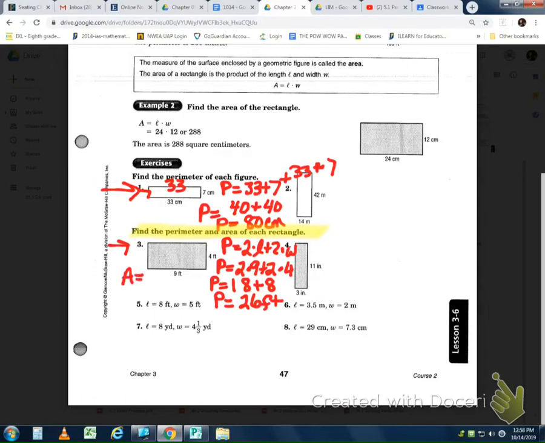What's the area formula? What did we say? Area of a rectangle, how do you find the area? Length times width. So we're going to plug the two numbers in. 9 times 4. What's 9 times 4? 36. And we're going to say feet squared. 36 feet squared.